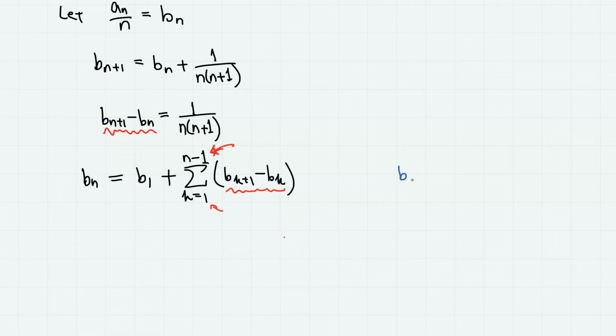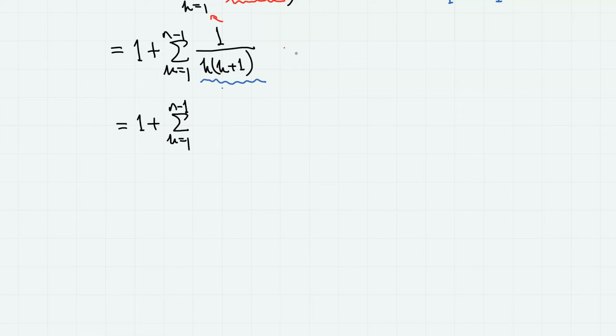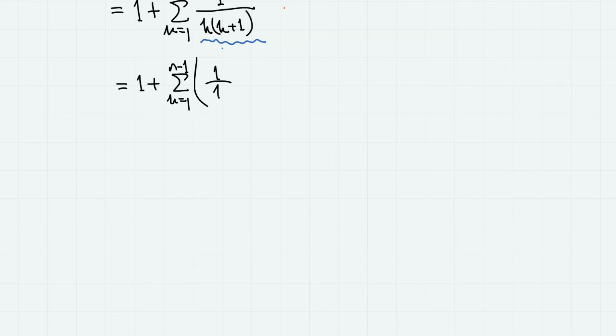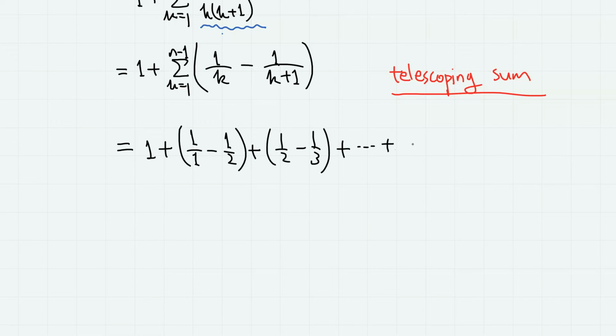Using the relation we obtained, we have b1 equals a1 over 1, which is 1 over 1, which is 1. So we have 1 plus sigma of 1 over k times k plus 1. Now let's express this 1 over k times k plus 1 as partial fractions, which is 1 over k minus 1 over k plus 1. This is the telescoping sum, so if we carry out the summation, we have 1 plus 1 over 1 minus 1 over 2 plus 1 over 2 minus 1 over 3 plus all the way up to 1 over n minus 1 minus 1 over n.